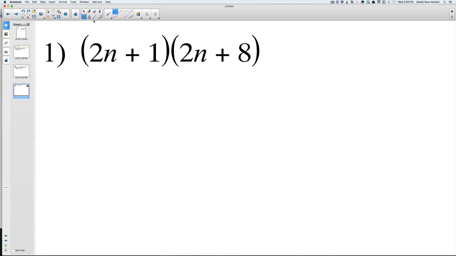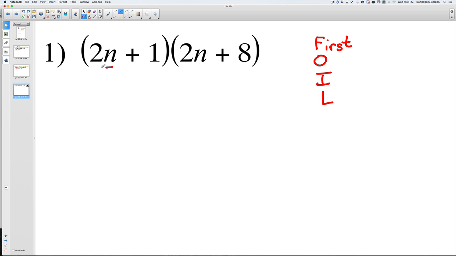Now we're going to talk about multiplying polynomials. Whenever you multiply polynomials, you have to look and use the FOIL method. The FOIL method says you start with the first, and so we look at the first two terms.